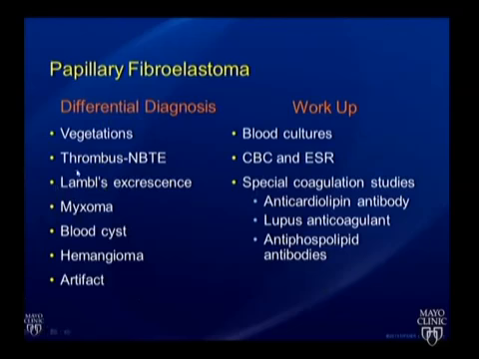And one of the more common things in the series that we presented at the American Society of Echo last year, when we did send these patients to surgery, is that they were not papillary fibroelastoma. It often was non-bacterial thrombotic endocarditis, and that is something that you can explore by getting these special coagulation studies: anticardiolipin antibody, looking for Libman-Sacks endocarditis with antinuclear antibody and lupus anticoagulant.